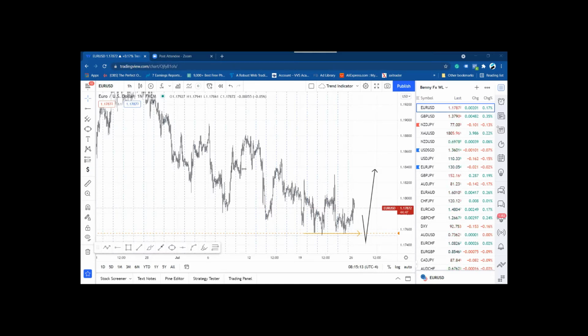Robert said might go down to 1.7. Okay, let's take a look. 1.7.